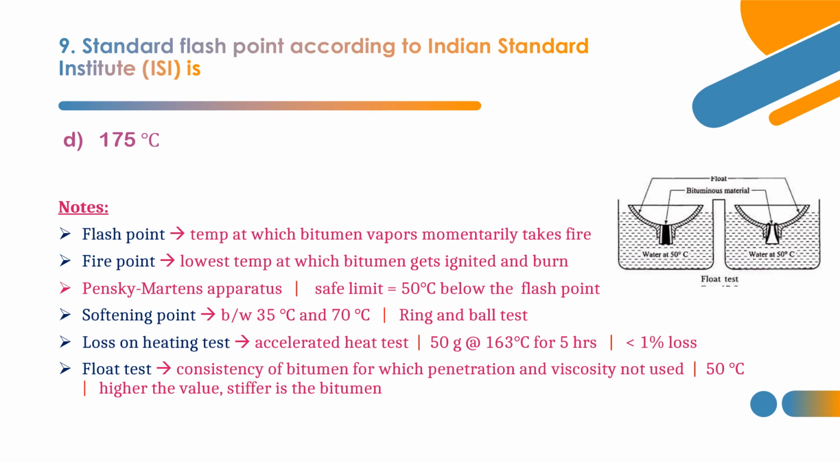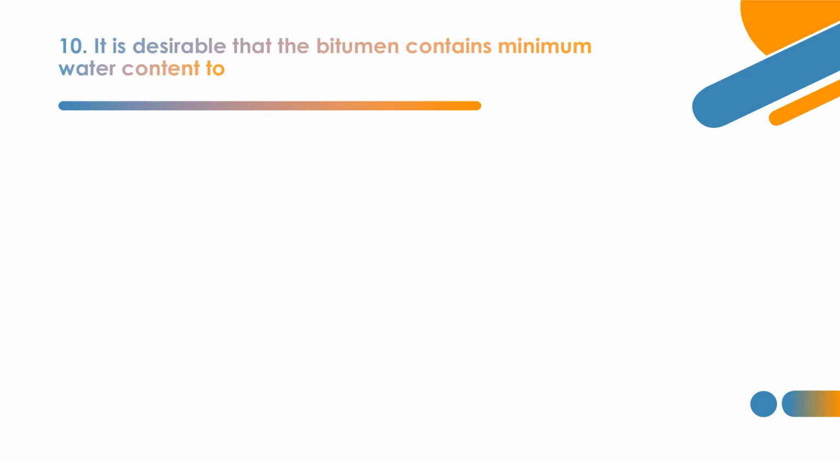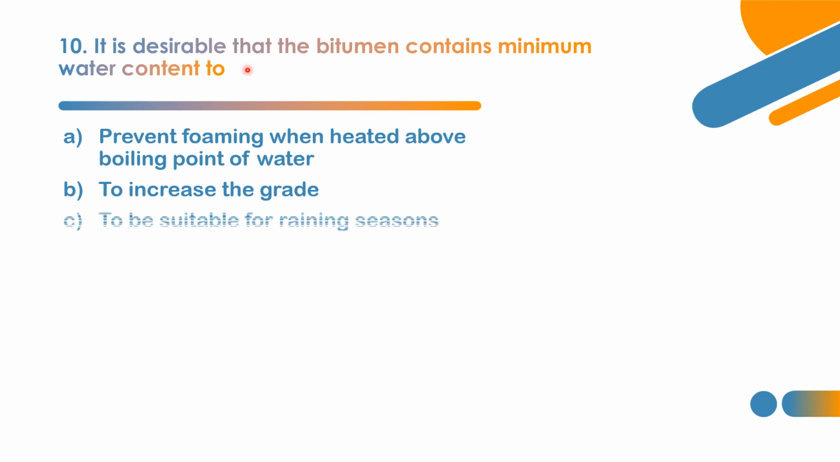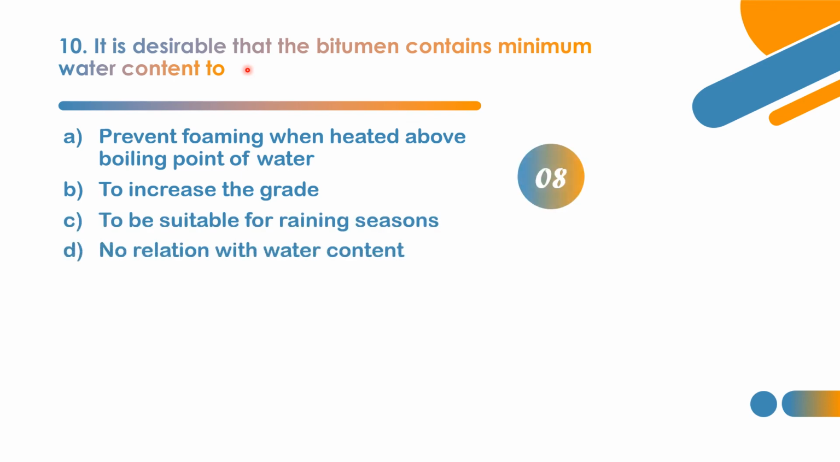Now we shall move on to the last question. This question is also based on bitumen. So we have completed the tests on aggregates, almost completed the tests on bitumen, and we shall move on to this question. It is desirable that the bitumen contains minimum water content. Why do we have to consider minimum water content in a bitumen?